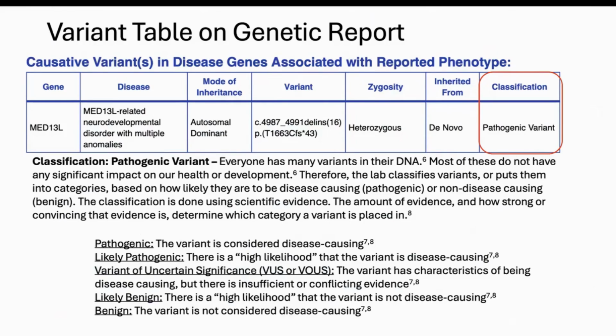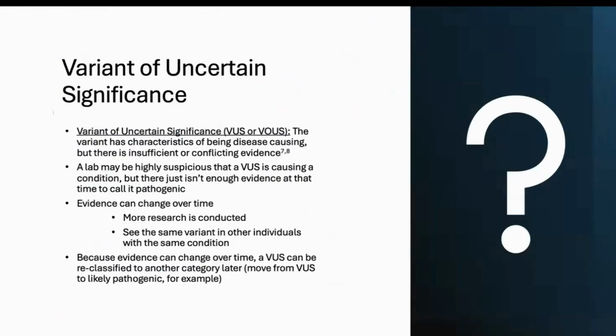Going through these categories, pathogenic means the variant is considered disease-causing. Likely pathogenic, there is a high likelihood that the variant is disease-causing. Variant of uncertain significance, which you can see as VUS or VOUS. The variant has characteristics of being disease-causing, but there is insufficient or conflicting evidence. Likely benign, there is a high likelihood that the variant is not disease-causing. And then benign, the variant is not considered disease-causing.